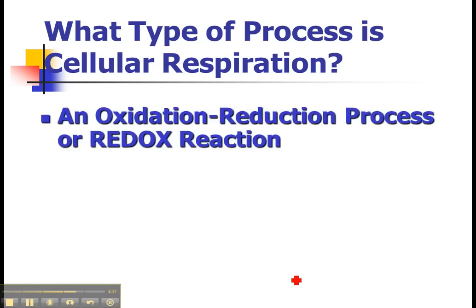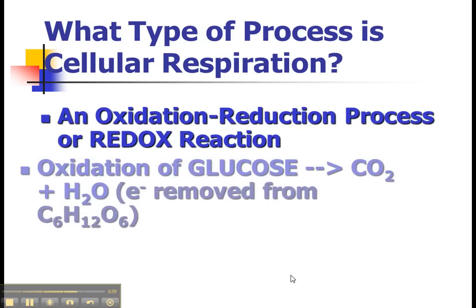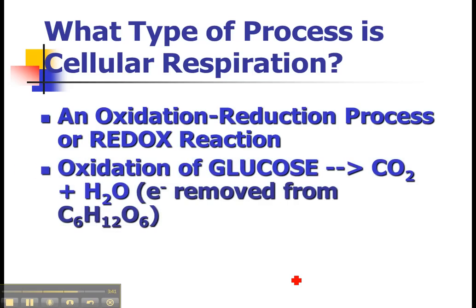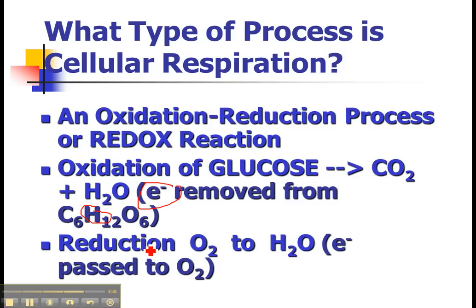So it is a redox reaction. I'm going to talk more about what that means. Oxidation of glucose. What this means is that the electron right here is removed from C6H12O6, or sugar. Really watch these H's. That's where our electrons are at. So when you see the H going away, there's oxidation. When you see an H coming, see, oxygen to hydrogen, we gained an H, that means it's a reduction. Kind of confusing, but pay attention.